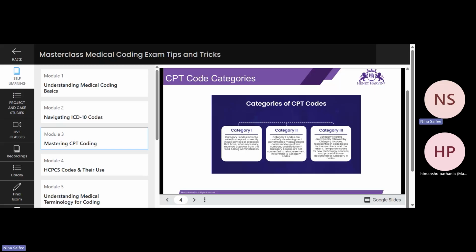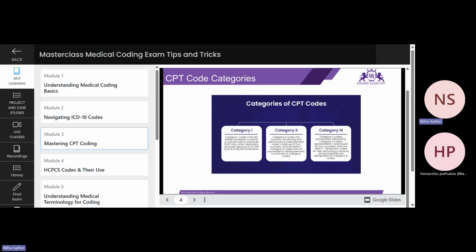So what is there in Category 2? Category 2 is basically performance measurement codes. CPT codes are usually numerical. Only numerals are there in your CPT code. Some places you might have an alphabet, but usually it comprises all numerals. In Category 2 also you will have numerals, but the fifth character will be the letter F. The first 4 will be numbers and the fifth position will be the letter F.